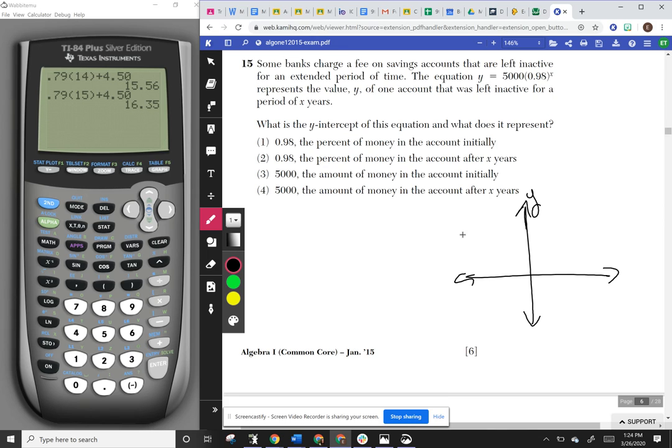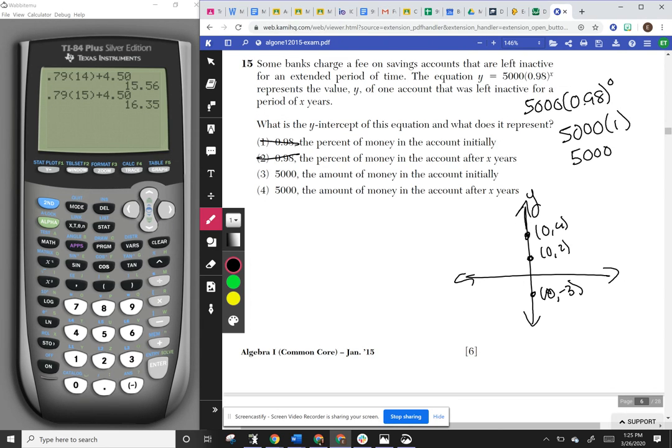And that's going to happen, so all of these points, these random points that I'm graphing, let's say that's the point 0, 4. We got 0, 2. We got 0, -3. So all the x values are 0. So if we were to do 5,000 times 0.98 to the 0 power, anything to the 0 power is 1. So we're just going to get 5,000.